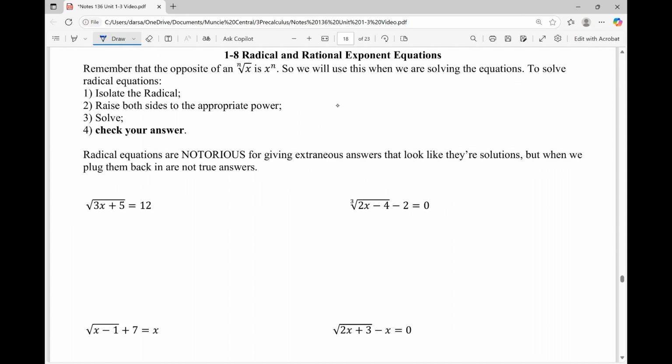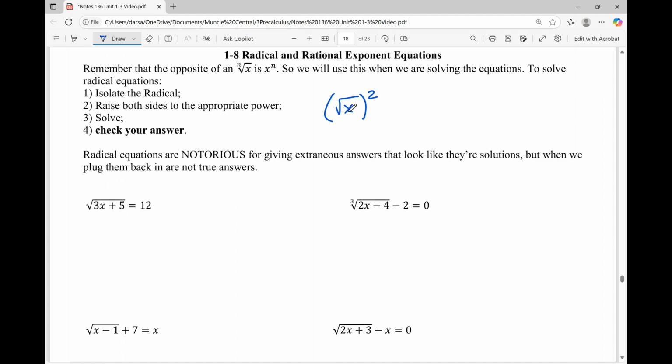What we want to keep in mind is: what is the opposite of an nth root? How do I undo a square root? Well, I'm going to square it. But what if it was a fifth root? How do I undo a fifth root? Well, I raise it to the fifth power, because fifth roots and fifth powers are opposites. That's what they were designed for. So we're going to use the fact that exponents are the opposite of radicals to undo those radicals and end up solving these equations.